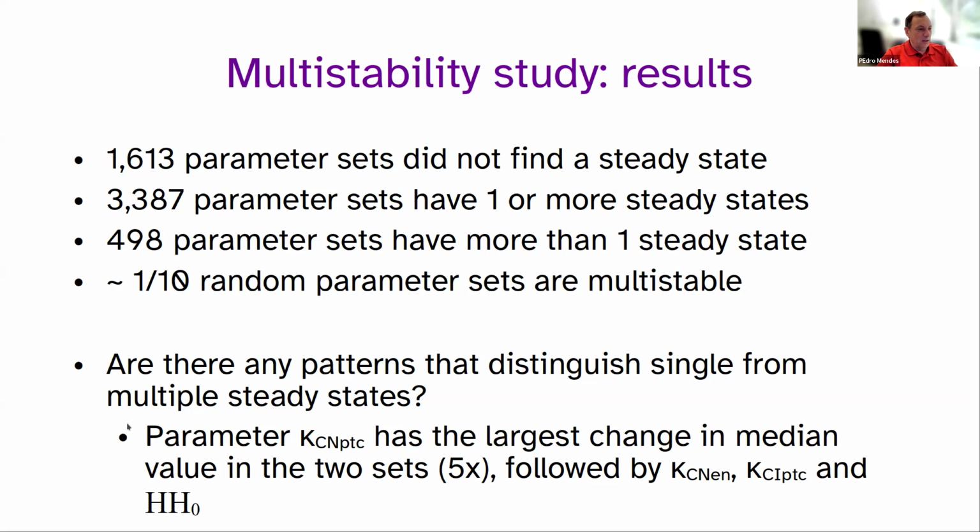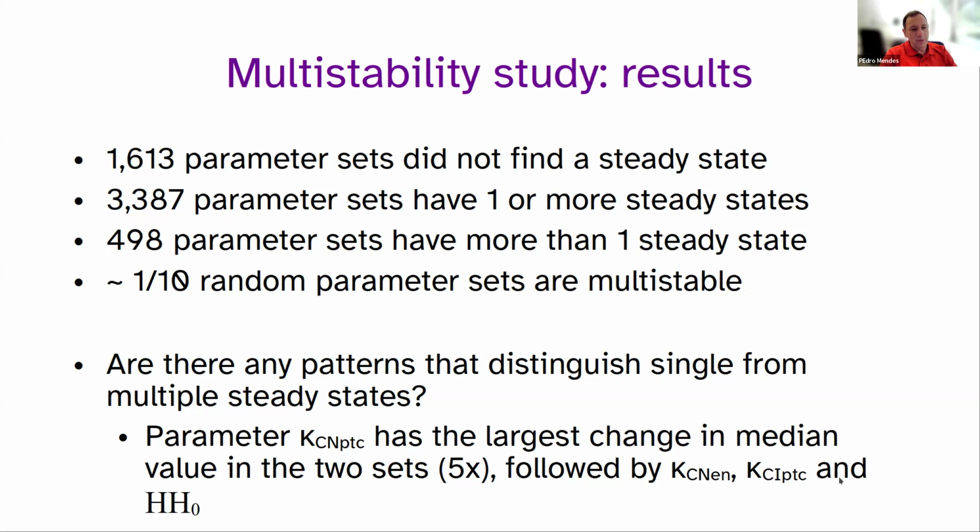And the only thing that I found out is that this parameter, KCN-PTC, has a median value in these guys that is about 5 times larger than the median value of that parameter in those guys. That's really the only one that has a large difference. There were also differences in these other 3 parameters, but those differences were much less than 5-fold. They were like 1.2-fold and things like that.